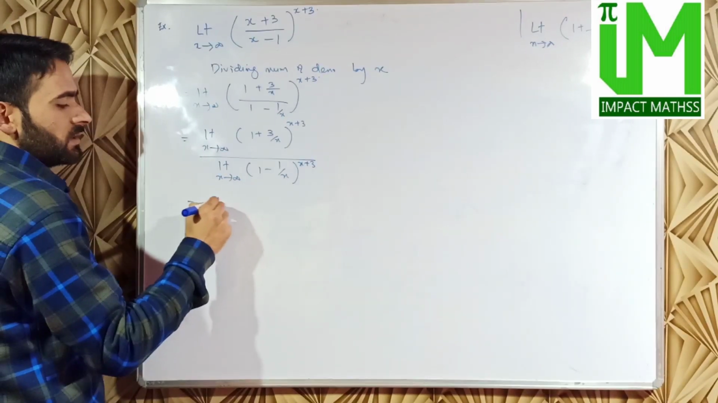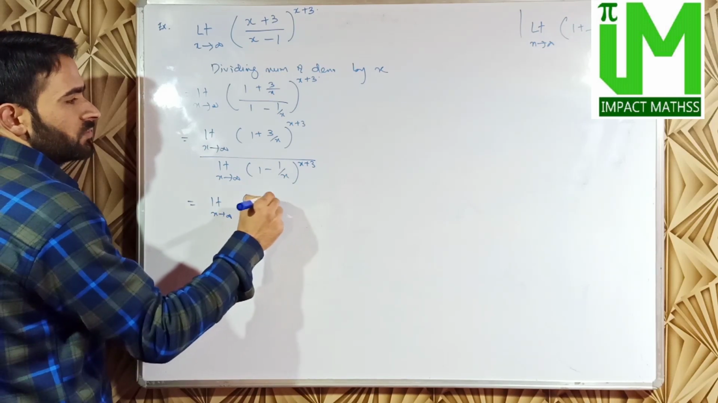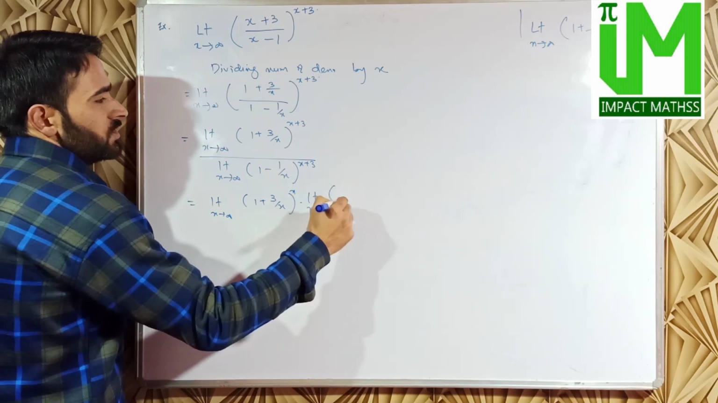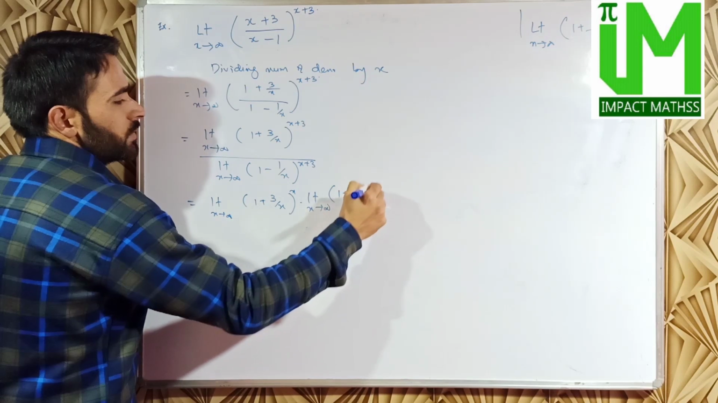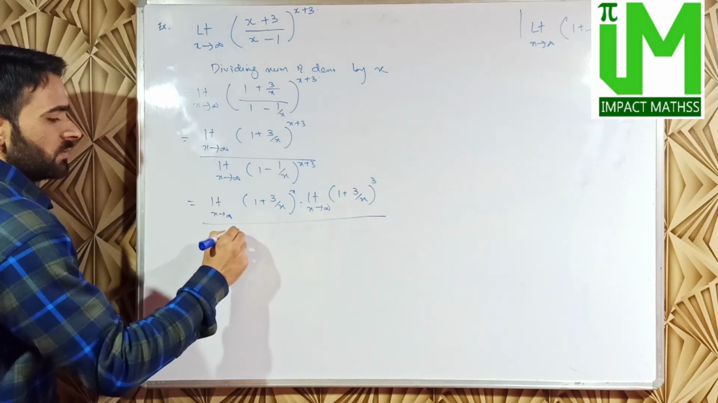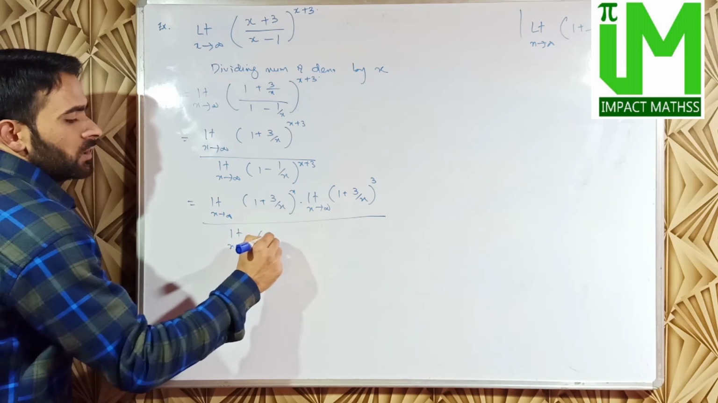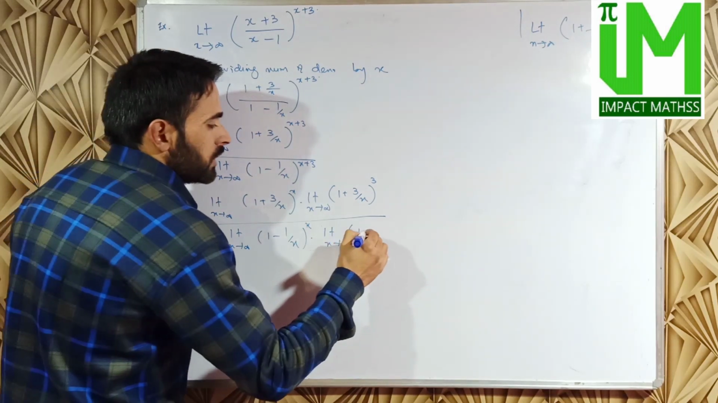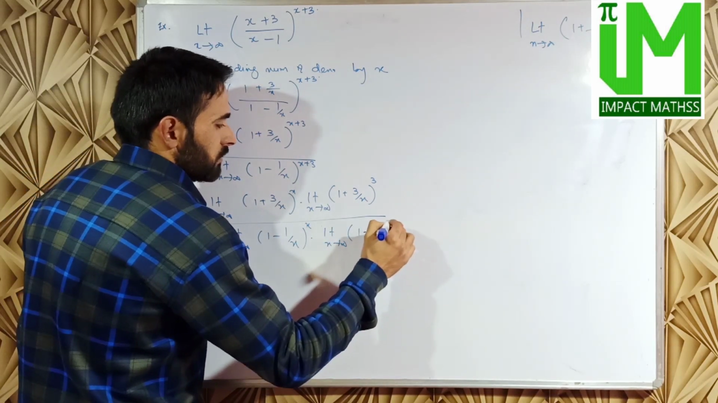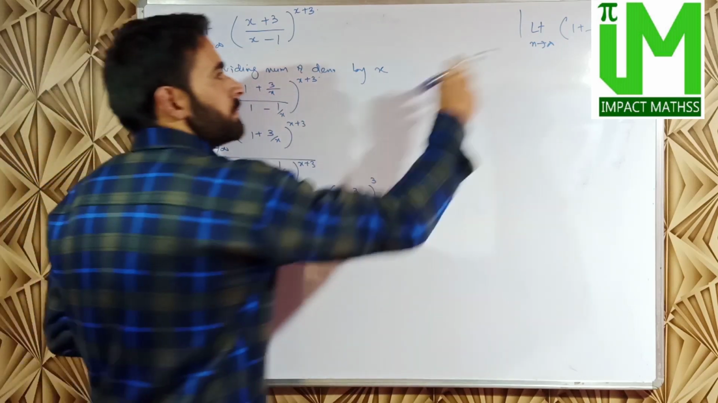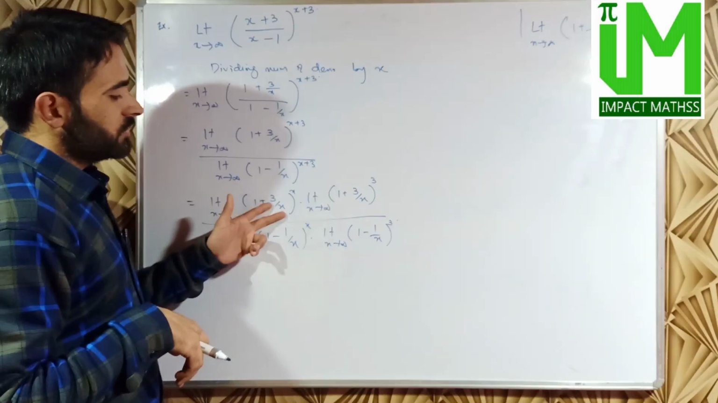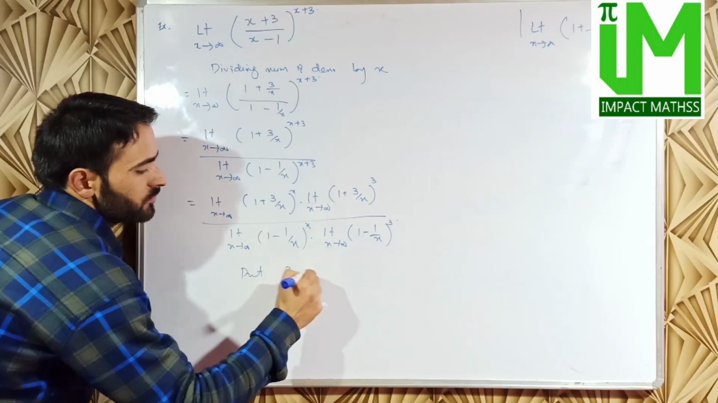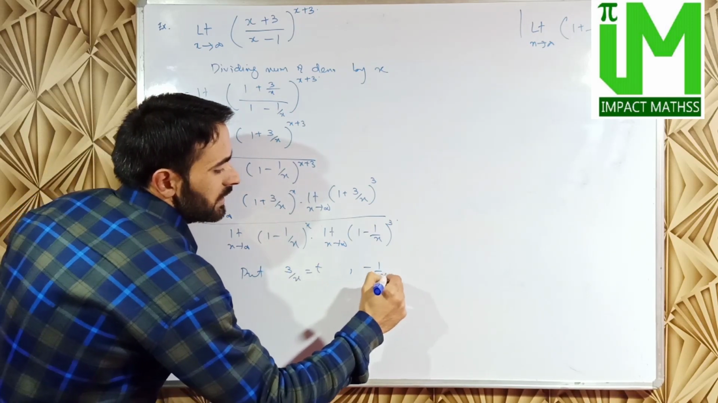We can again write this as limit x tends to infinity (1 plus 3 divided by x) into limit x tends to infinity (1 plus 3 over x) to the power 3, divided by limit x tends to infinity (1 minus 1 over x) to the power x into limit x tends to infinity (1 minus 1 over x) to the power 3. So again, इस लिमिट में एग्जैक्ट लाने के लिए we have to substitute 3 by x and 1 by x. So we can write put 3 over x is equal to t and minus 1 over x is equal to z.